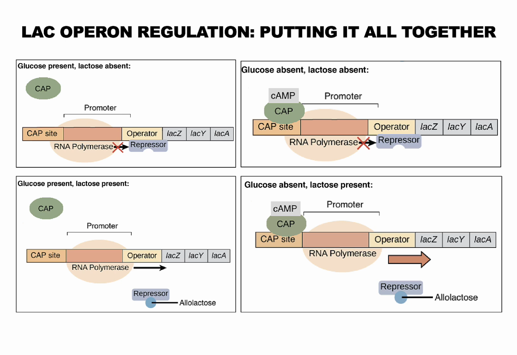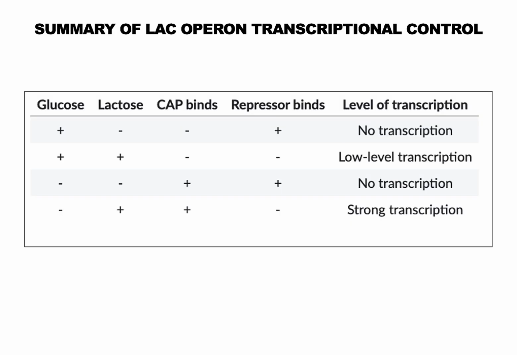Glucose absent, lactose present. Strong transcription of LAC operon occurs. The LAC repressor is released from the operator because the inducer allolactose is present. Cyclic AMP levels are high because glucose is absent, so CAP is active and bound to the DNA. CAP helps RNA polymerase bind to the promoter, permitting high levels of transcription.